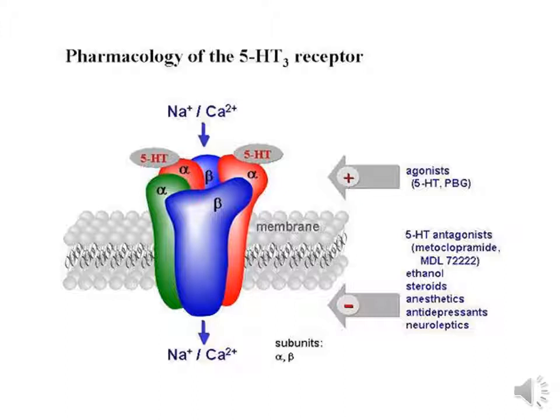Similar to other members of this family, the 5-HT3 receptor is composed of 5 symmetrically arranged subunits that surround a central ion conducting pore. There is currently no high resolution structural data for this type of receptor, so most of the things that we know about them are based on homology studies with the nicotinic acetylcholine receptor.